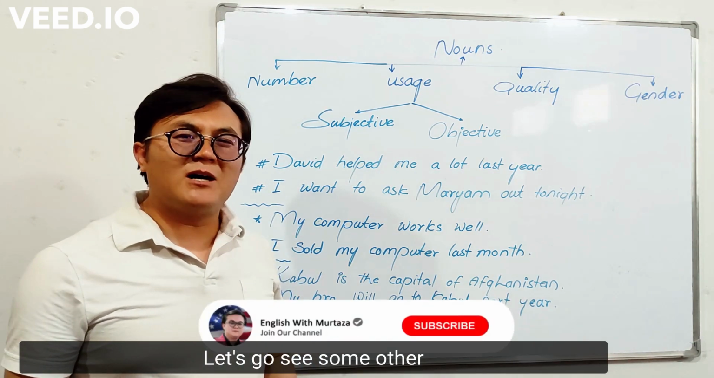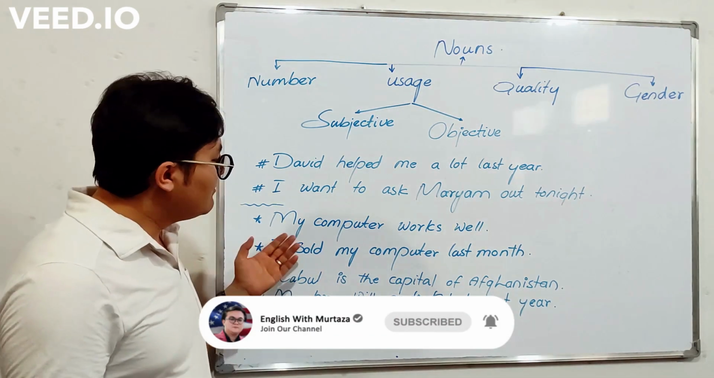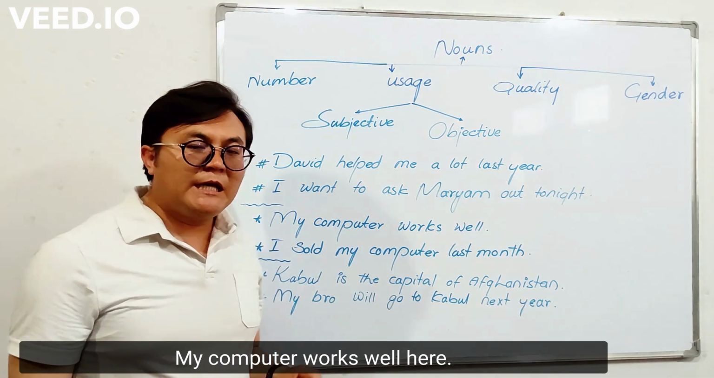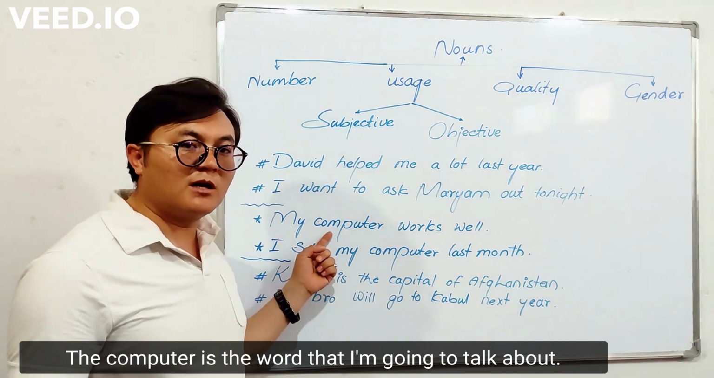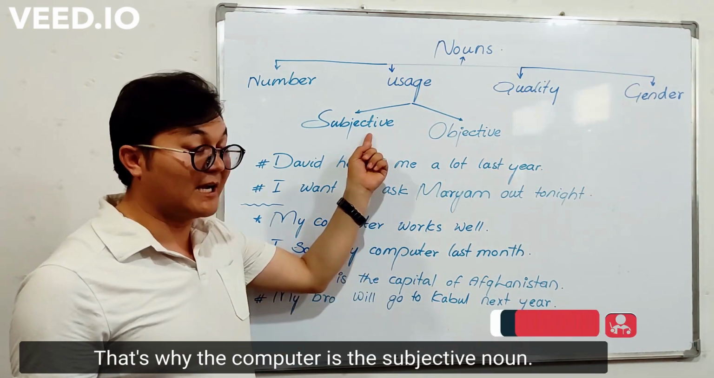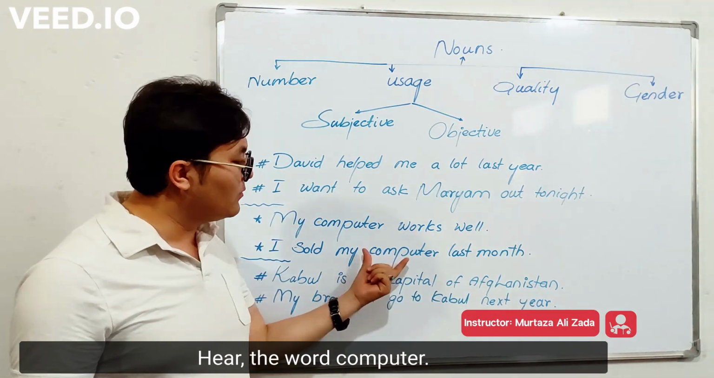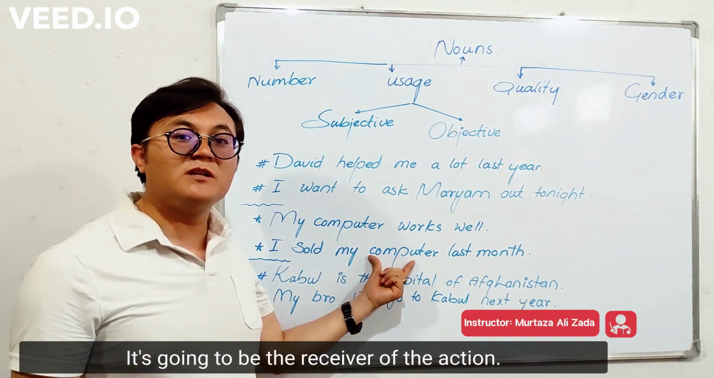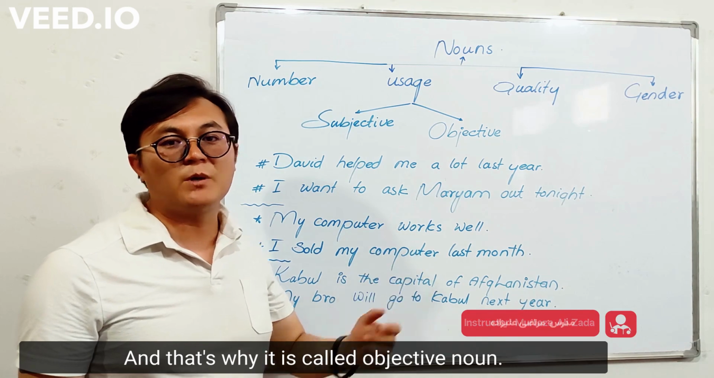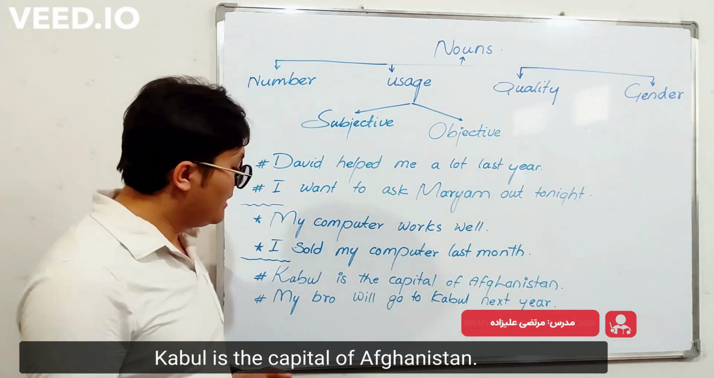Let's see some other examples about places and things. My computer works well. Here, the computer is the word that I'm going to talk about. That is why the computer is the subjective noun. But: I sold my computer last month. Here, the word computer is going to be the receiver of the action, and that's why it is called an objective noun.